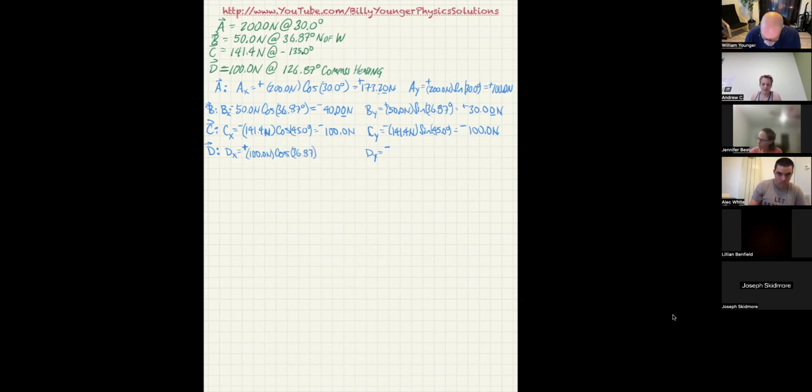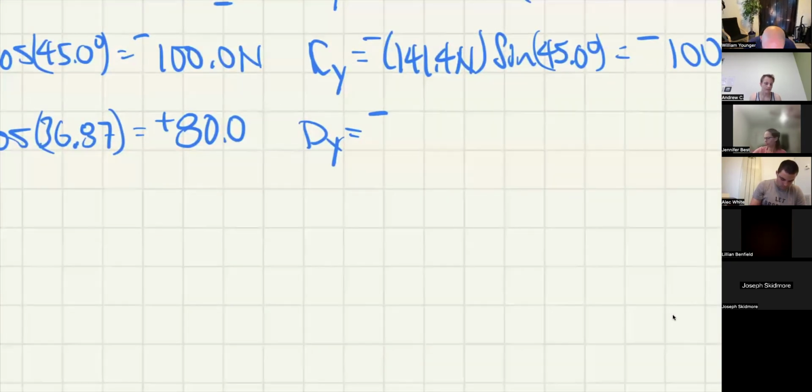36.87. Now 100 is actually 20 times 5. So this should actually give me 20 times 4, but you can see 100 times cosine 36.87 equals 80. So that's positive 80.0 newtons. I could put a 0.00 and then mark that last one. So I'll do that. Okay.